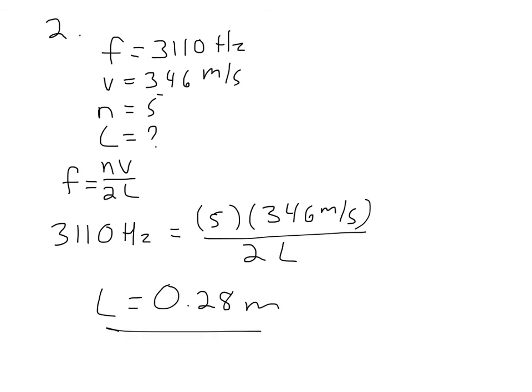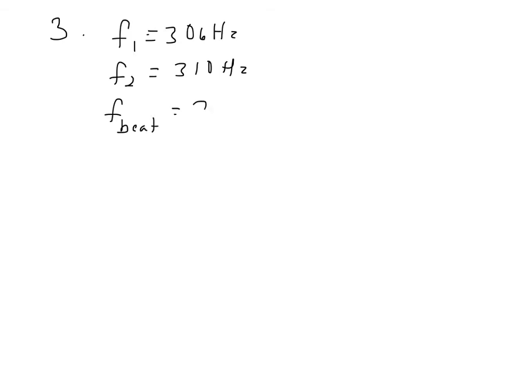Alright, on to number 3. Number 3 says, what beat frequency is produced by two tuning forks that vibrate simultaneously with frequencies of 306 Hz and 310 Hz? So in this case, we have f1 equals 306 Hz, f2 equals 310 Hz, and we're looking for f beat, the beat frequency.